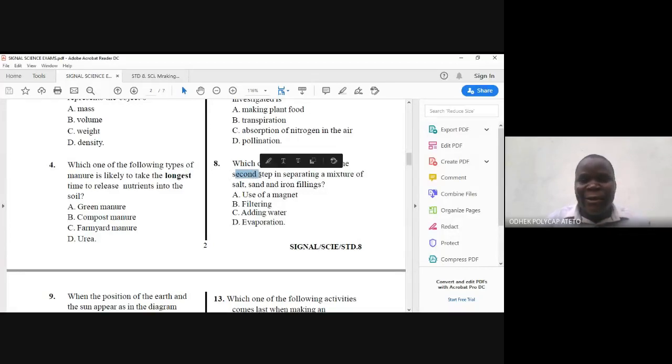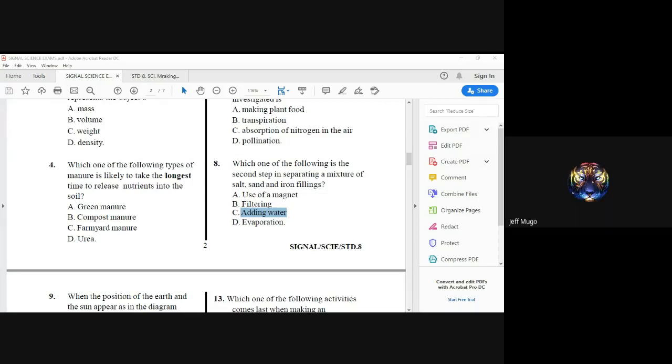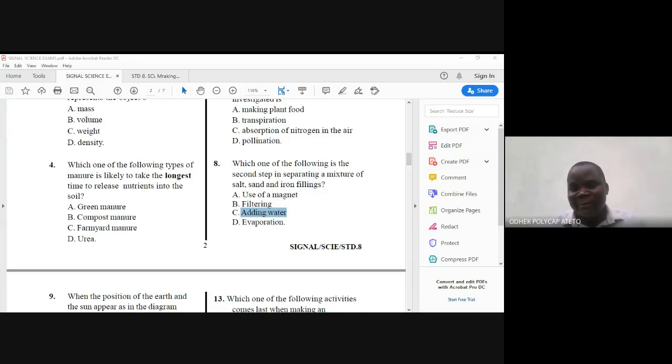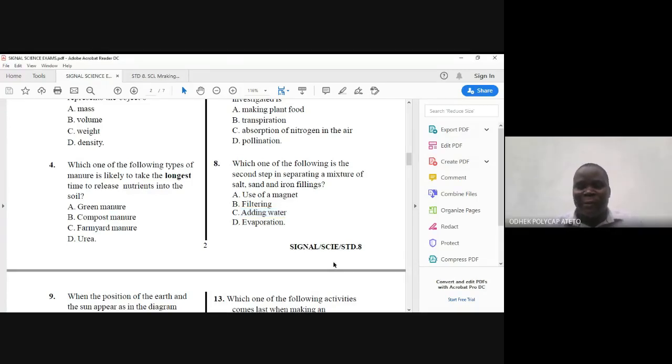They are saying the second. Automatically, I've arranged my process. So my second is which one? See, adding water. Is that correct? Yes. Adding water, dissolving. Yes, it's adding water. So that's what we are going to pick to dissolve the salt.